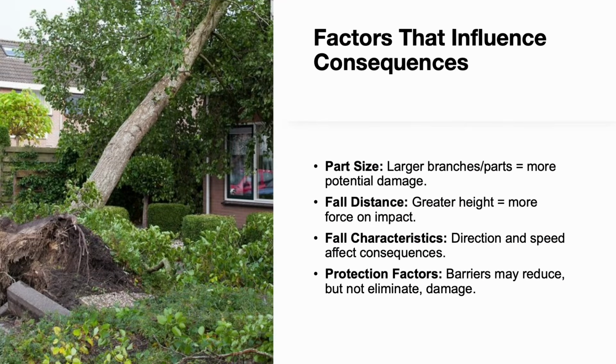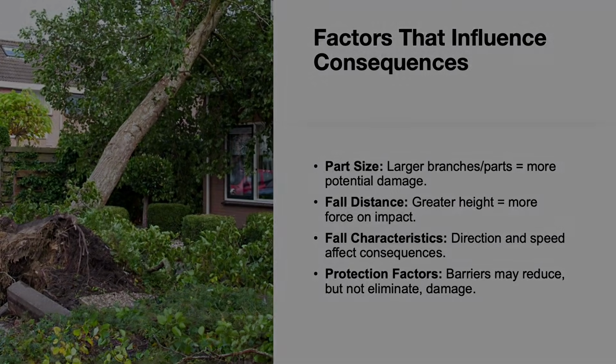Several factors affect consequences. Part size matters. A falling limb the size of your arm doesn't carry the same risk as one the size of your torso. Fall distance matters too. Higher branches build up more momentum. We also consider the fall characteristics. Will it drop straight down or will it swing outward? And finally, protection factors like fences, roofs, walls, or even other trees. They can reduce damage but may not prevent it entirely.